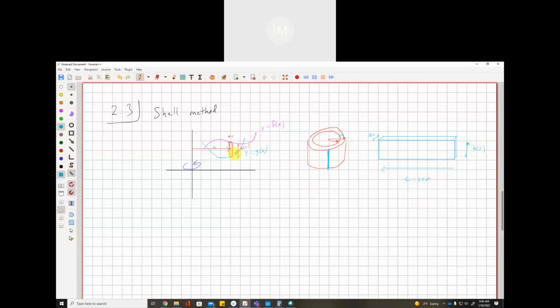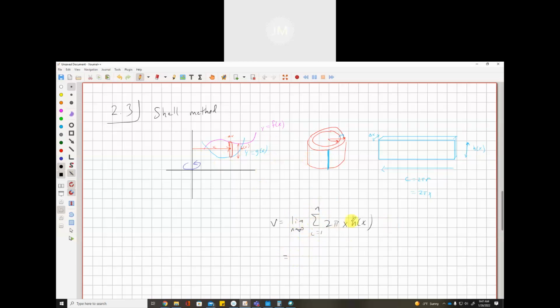Okay. So we just said that the radius r is x. So my circumference is 2 pi x. And then I have my height h of x. So when I set up my volume, I have 2 pi x h of x. And that's for each one of my shells that I create. So I add those up. And then we take a limit as the number of things that I'm adding up goes to infinity so that it's nice and exact. And that's where our integral comes from.